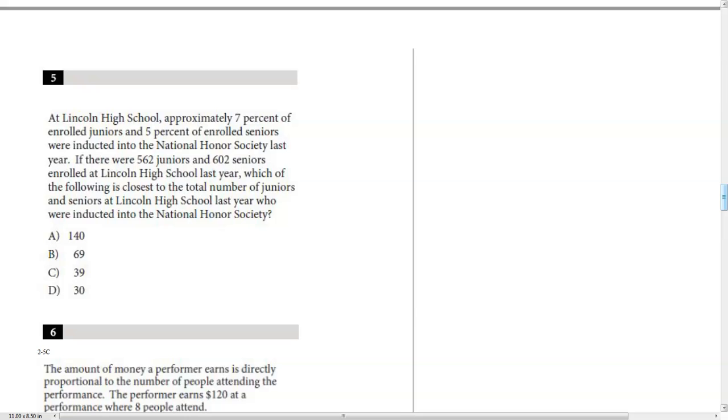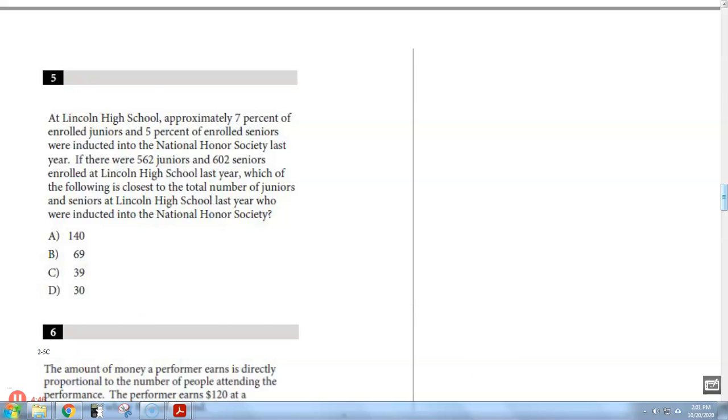Number 5 says at Lincoln High School, 7% of the juniors and 5% of the seniors were inducted into NHS. Let me write that down. We have 7% of the juniors, and 5% of the seniors made it in. If there were 562 juniors and 602 seniors in the high school, which of the following is closest to the total number of juniors and seniors that got in? So we need their total. We have 7% of 562, and then 5% of the 602.